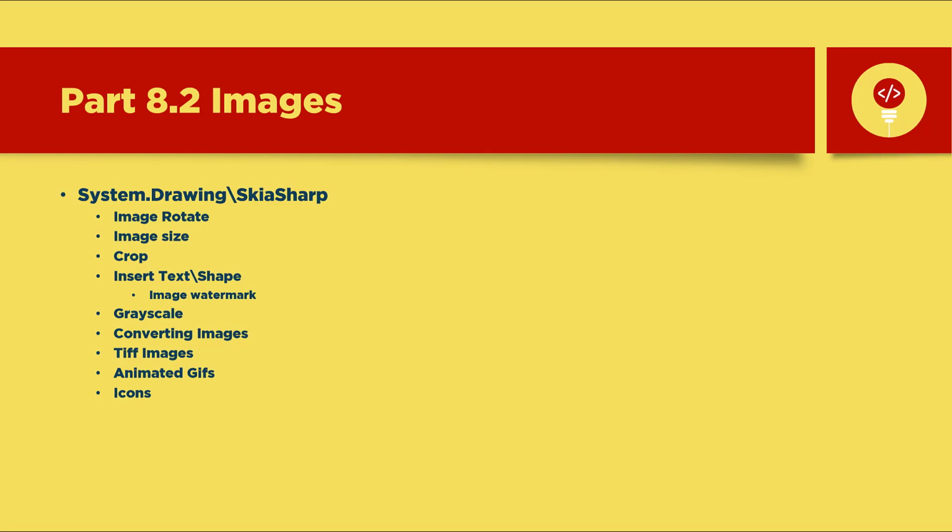So this concludes part 1 of how to manipulate and work with images, and in part 2 we'll take a look at how SkiaSharp can do the same functionality. We do have to point out that some features are not going to be available in SkiaSharp, but when we go over part 2 of the manipulation of images, we will point that out.